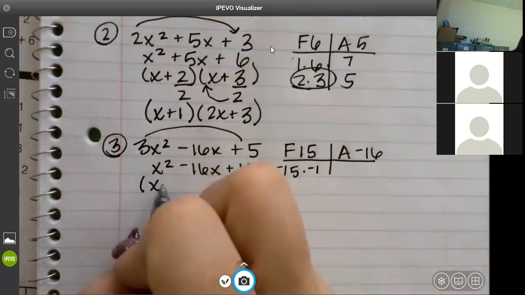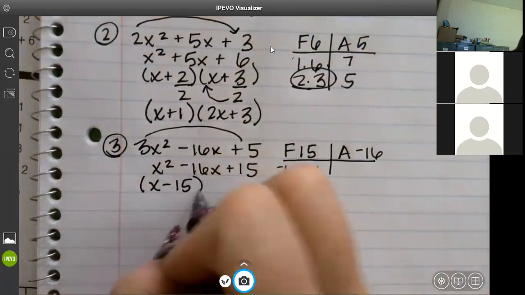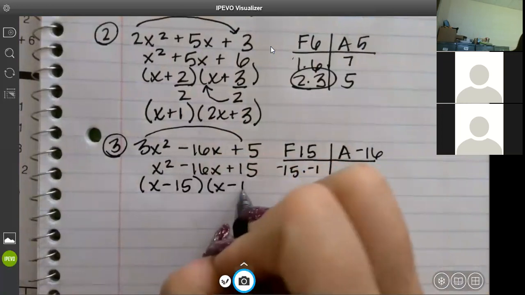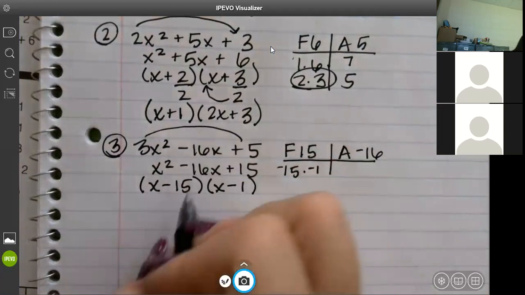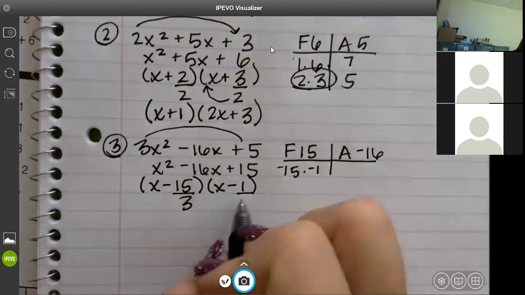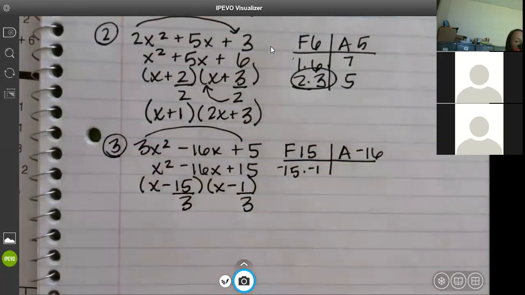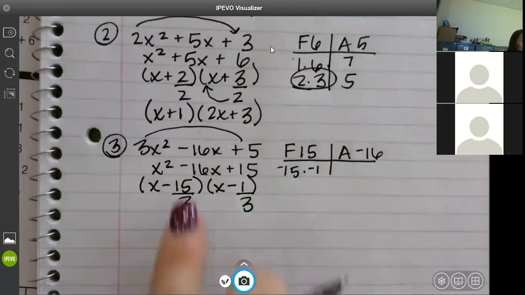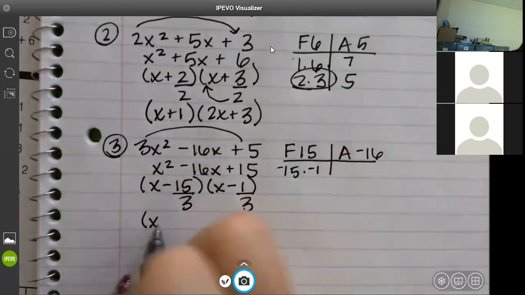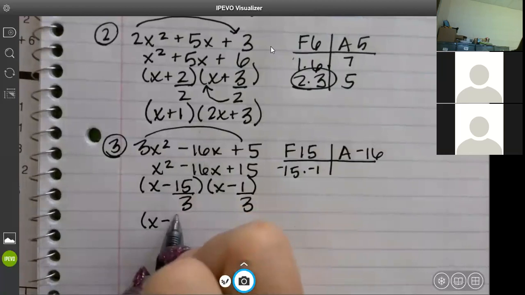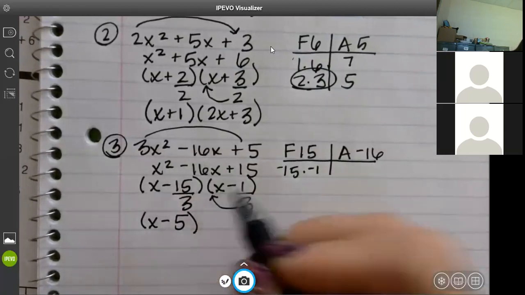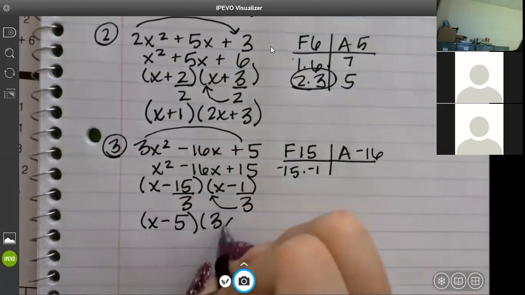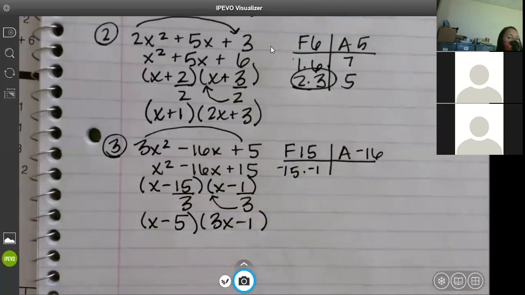So my variable is x, and I had a negative 15, x, and a negative 1. We did slide, now we have to divide. Again, always divide the number that you slid over. What is 15 divided by 3? 5. 1/3 will not reduce, so we're going to slide the 3 to the front, and we get 3x minus 1.